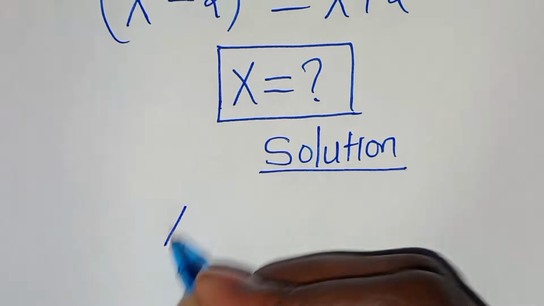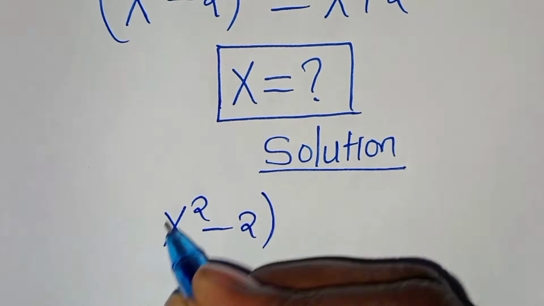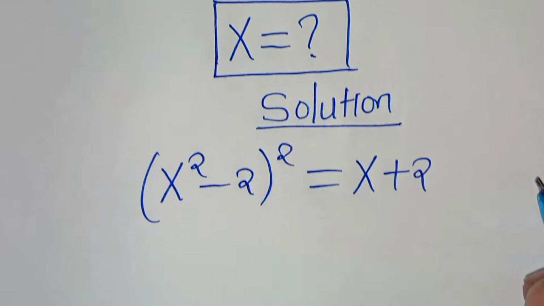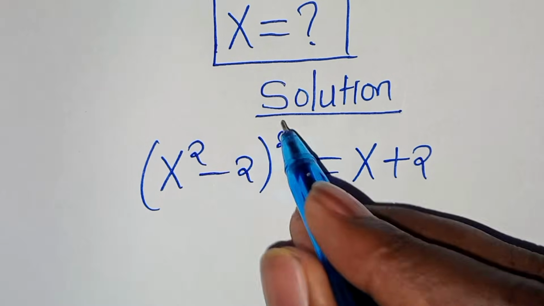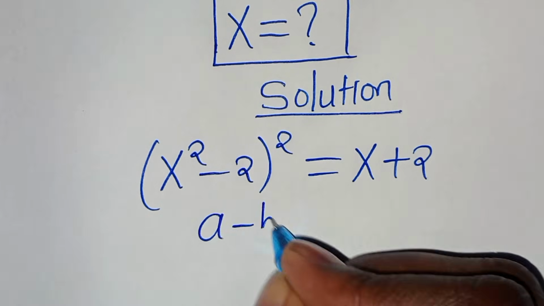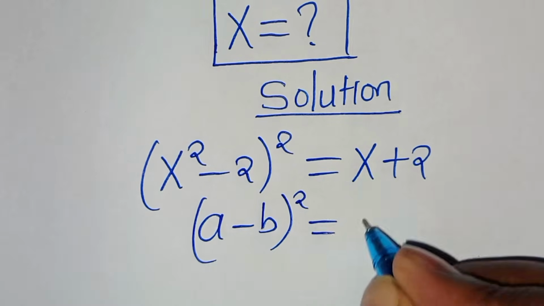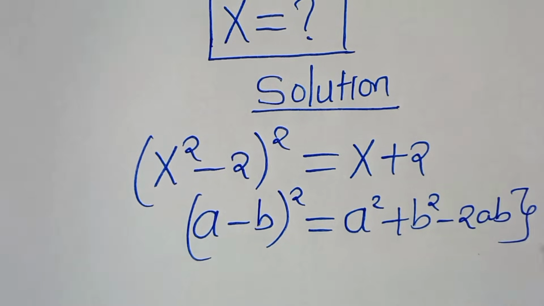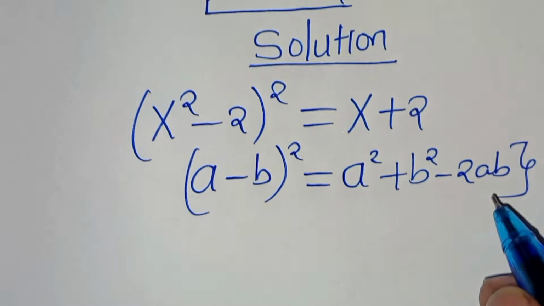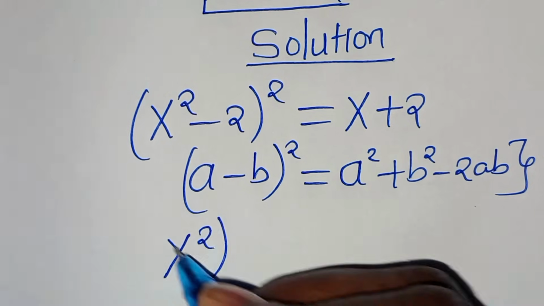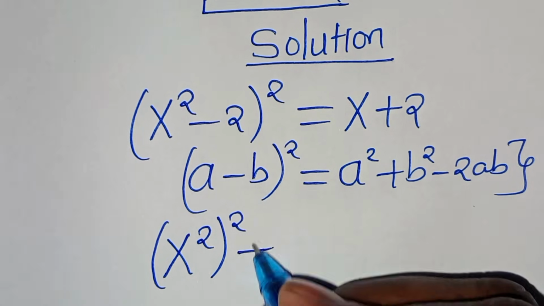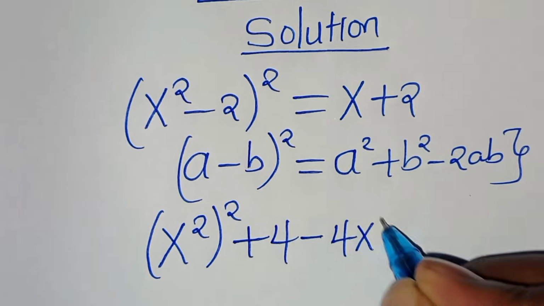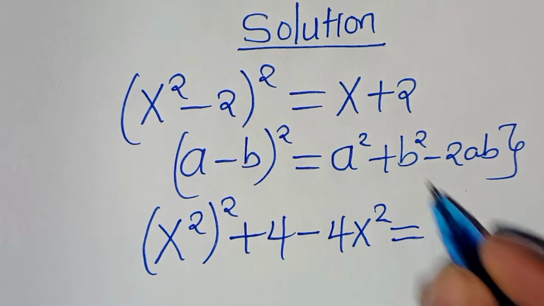So we have (x² − 2)² = x + 2. Now (x² − 2)² is in the form (a − b)², which we can express as a² + b² − 2ab. Applying this algebraic identity, we have (x²)² + 4 − 4x² = x + 2.